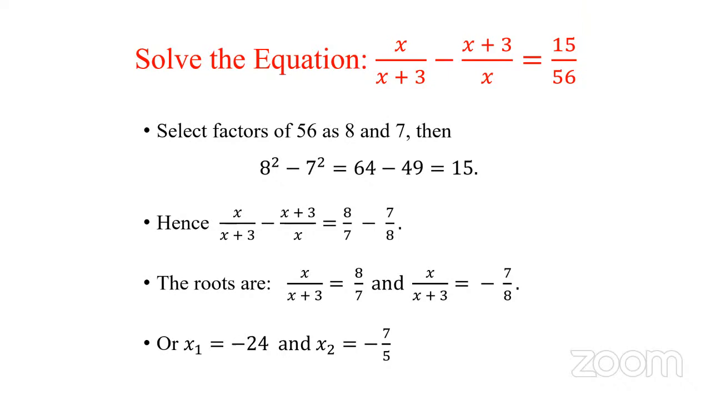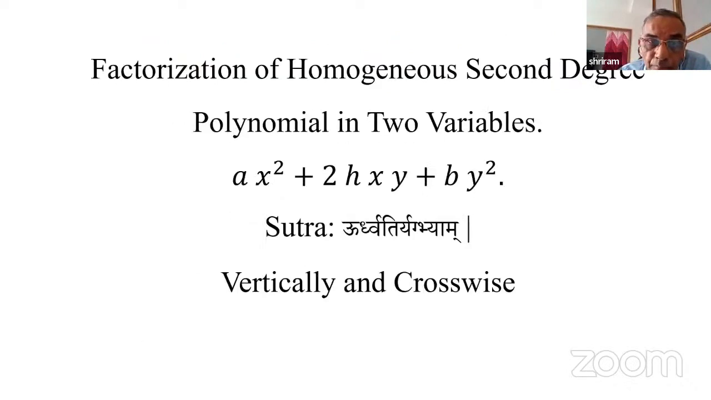This is a technique for solving such examples where, remember, the condition is that the left-hand side is a sum or difference of reciprocals and we must be able to express the right-hand side rational number as a sum or difference of reciprocals. Then only will it work, so that you can just equate the two sides. Otherwise, you have to go by the regular way. This is a particular case, I'm repeatedly saying, not the general one. And the last part: factorization of homogeneous second degree polynomial in two variables.